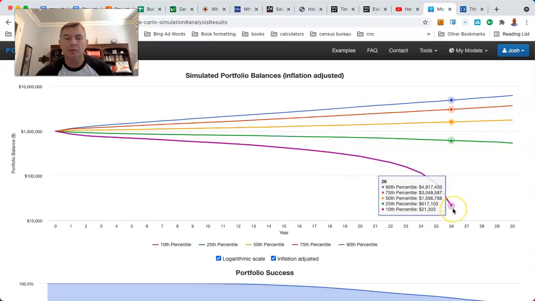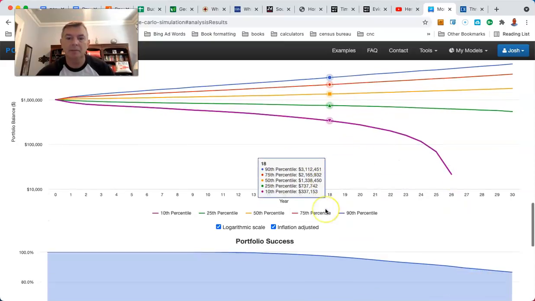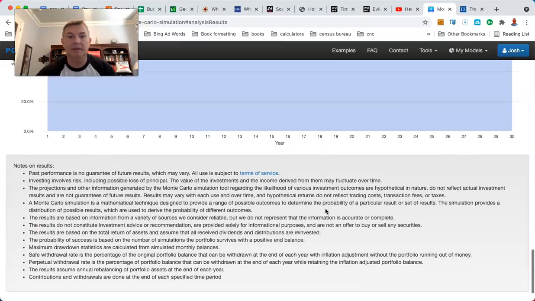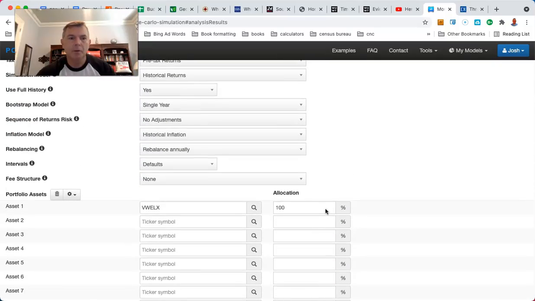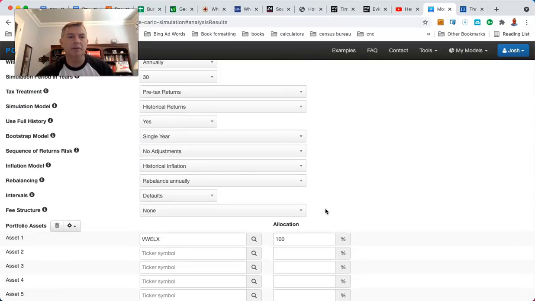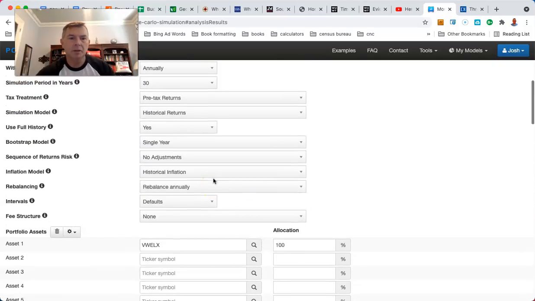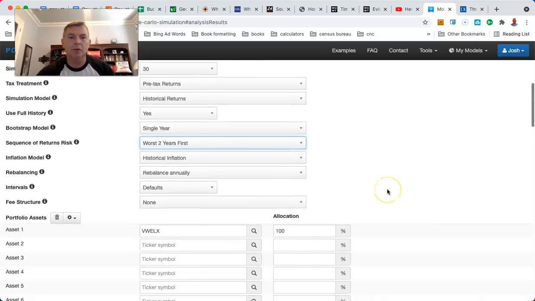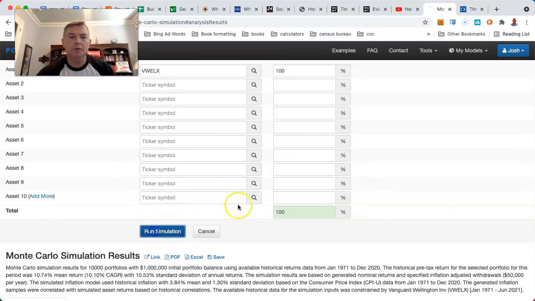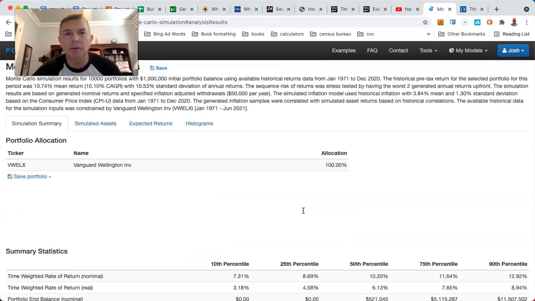But you can see at year 26, you ran out of money in the 10th percentile. Well, that's no big deal. It seems like I have something else I want to show on this. Oh yeah, so check this out. You can change your sequence of return. Let's say we had the worst first 2 years. We had the worst first 2 years of Wellington Fund. I can't remember when those years would be, but just off the top of my head.